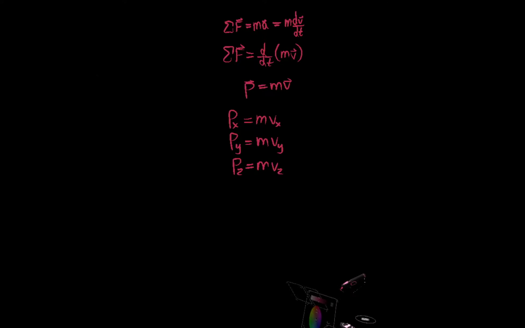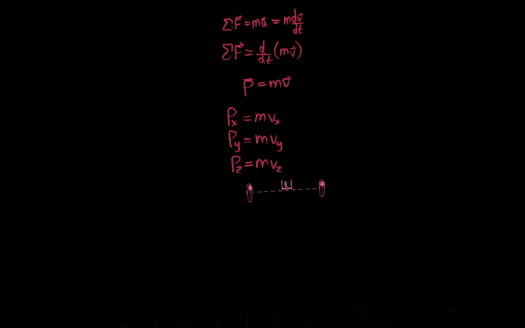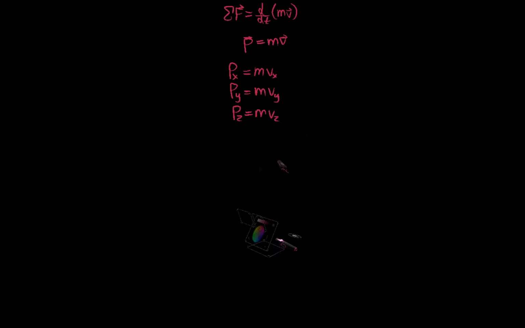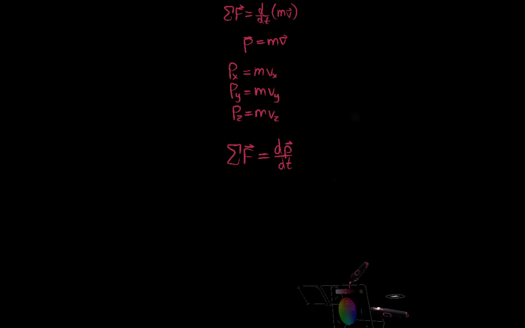We can write Newton's second law in terms of momentum if we want, and this is actually the way that Isaac Newton himself first wrote down his second law. So it would go like this. Sum of the forces is equal to dp/dt, the change in the momentum over time. So this means that the net force on a particle is equal to how fast the particle's momentum is changing.